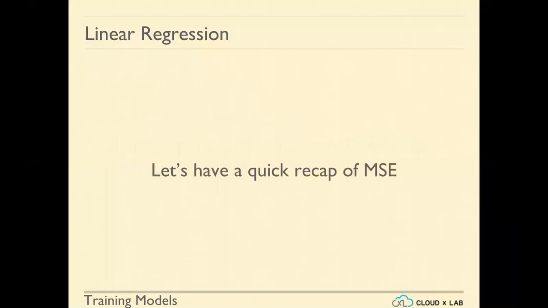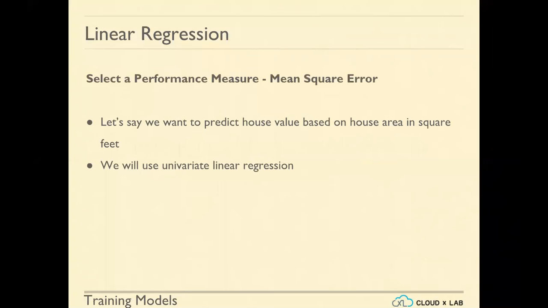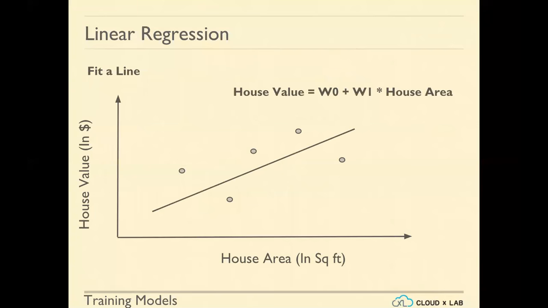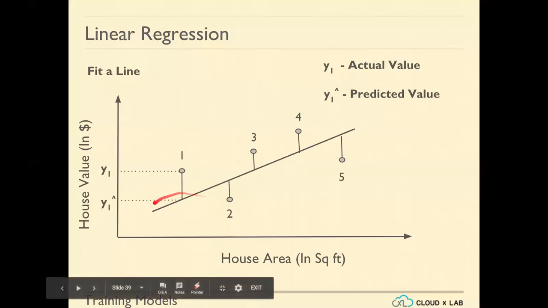So let's do a quick recap of MSE. Let's say we want to predict house value based on the area. We use univariate linear regression. Since there is only one feature, house area, we could draw the line like this. We have house area and house value, and we draw a line like this. We have W0 and W1. Now we basically drew a line and computed our predicted value.